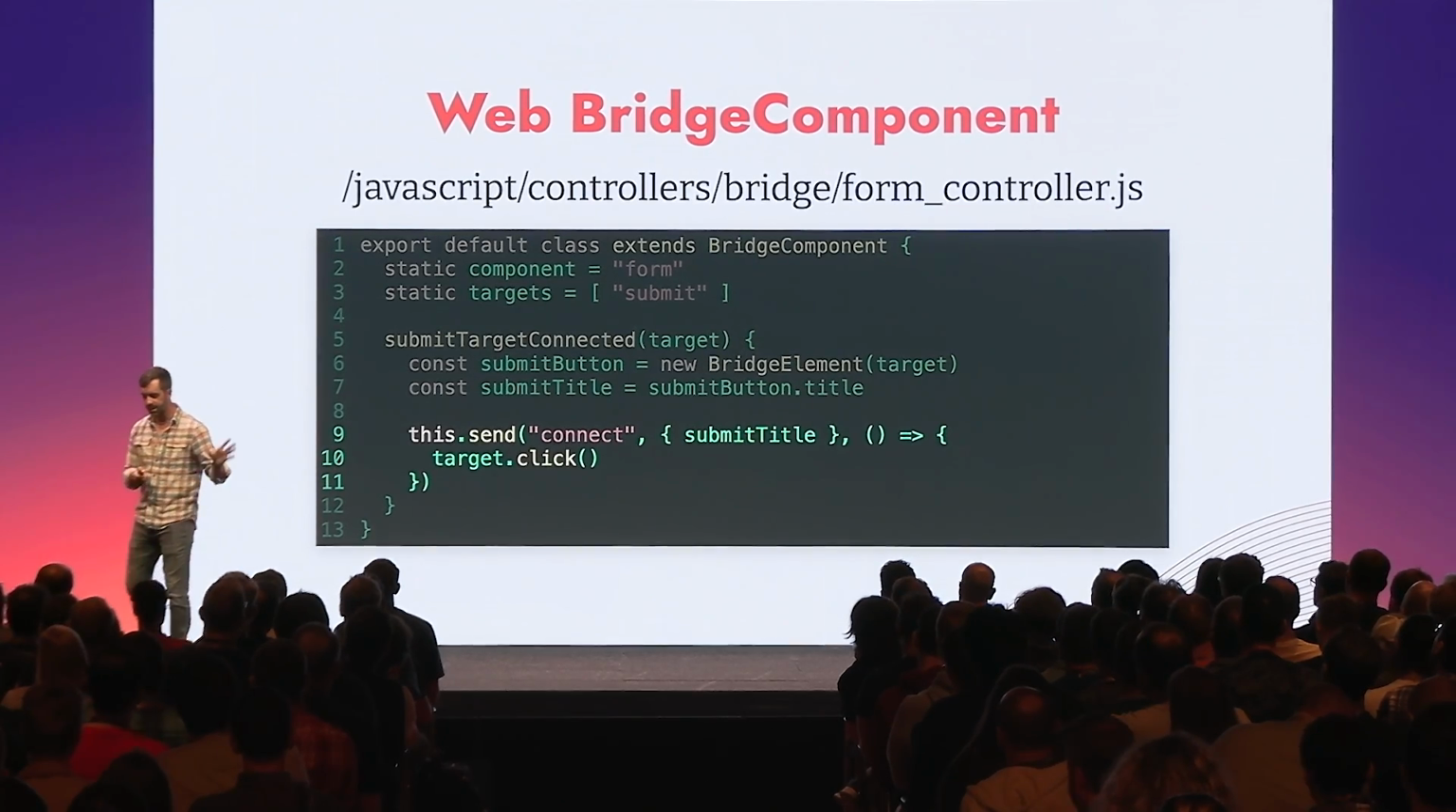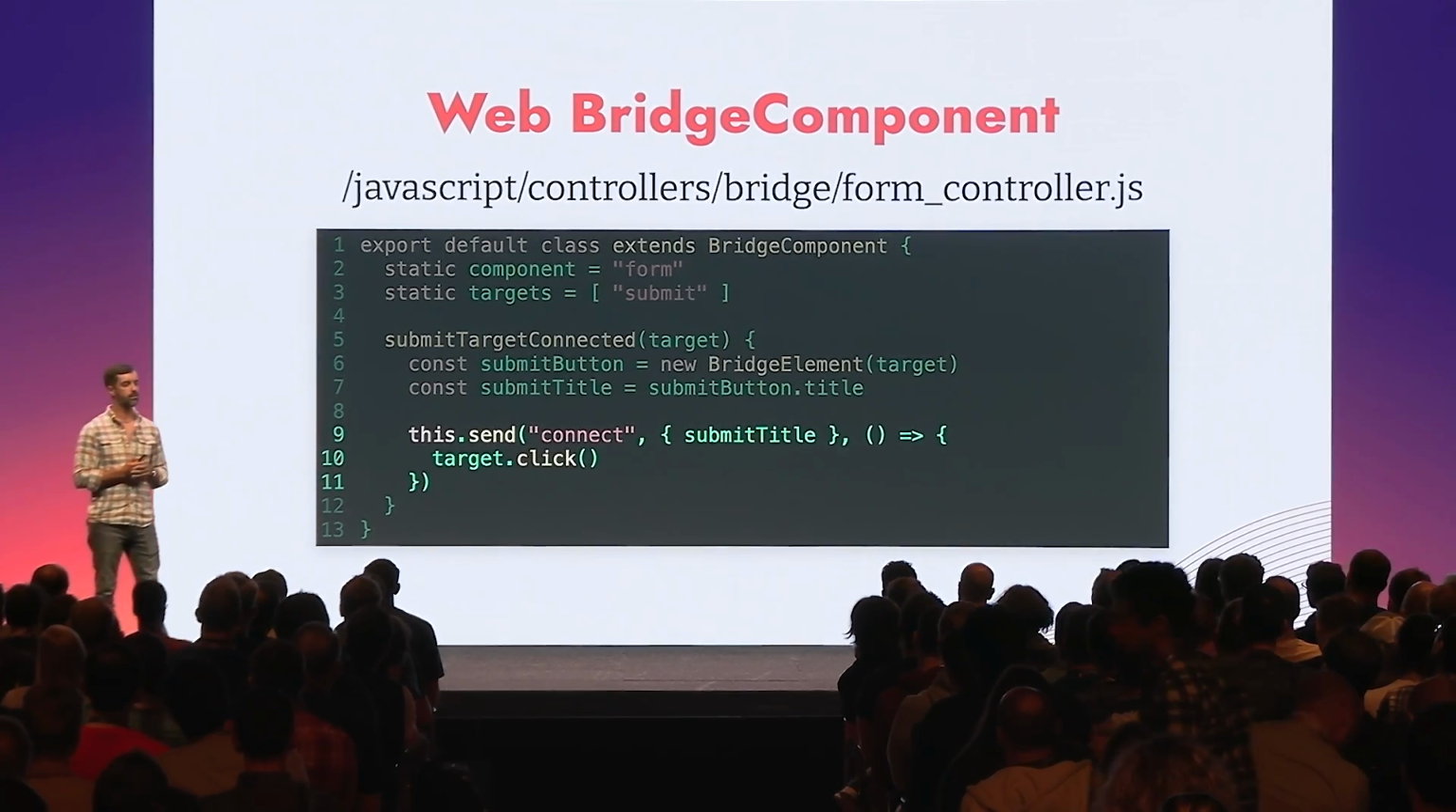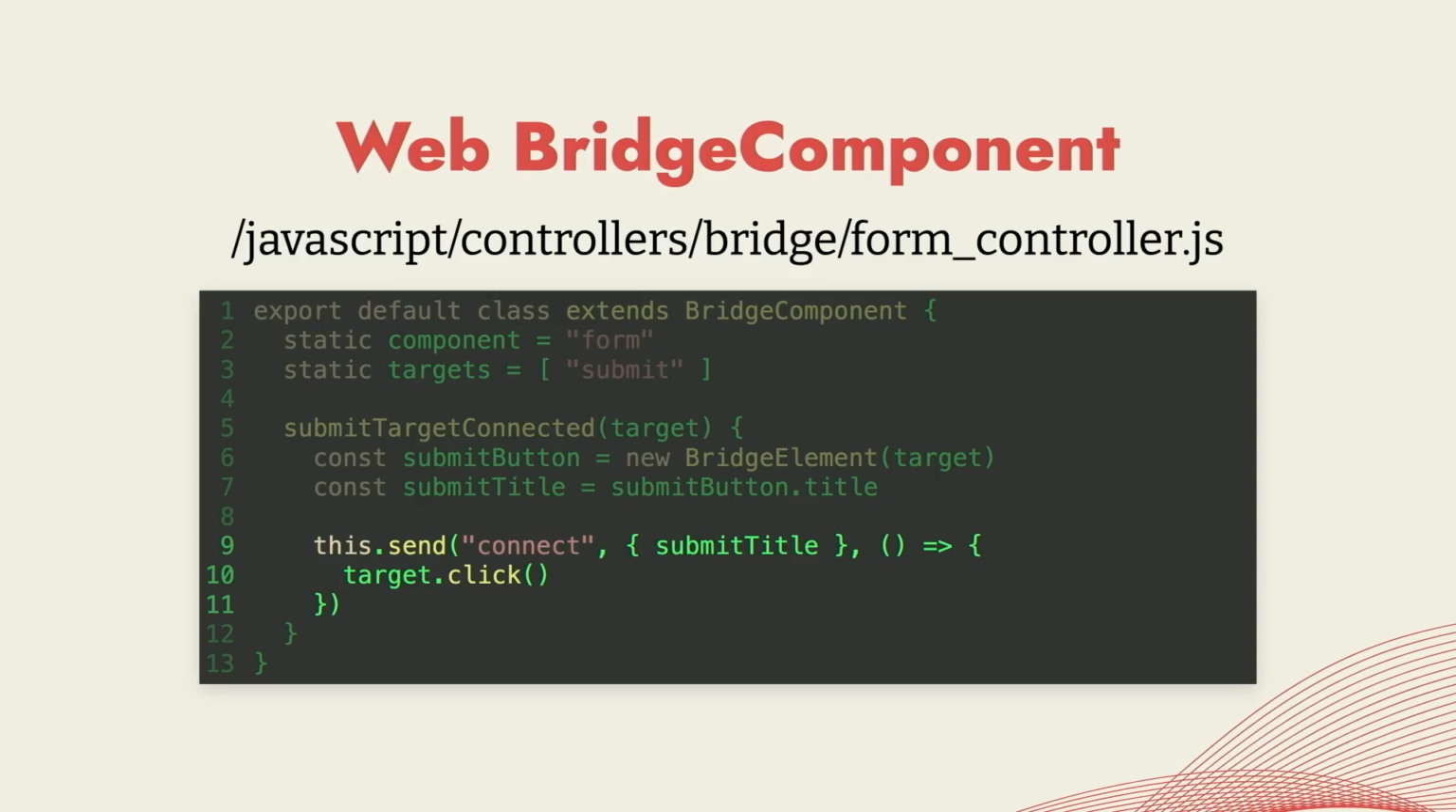This is where things get interesting. We are going to now send a message to the native app. And let's look at the different parameters here. First we've got connect. This is the name of the event that we're going to send. Every message has an event name, and this is something that your web component and your native component are just going to agree on: the different types of events that they support.